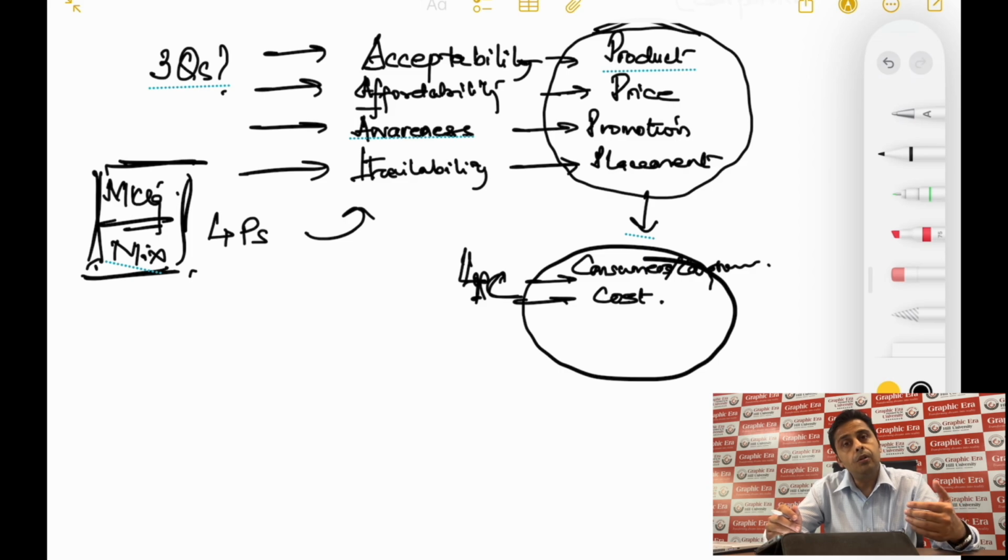The second is that in place of the price, there came the concept of cost to the customer. So you may be trying to develop a product at a certain price point, but it's not necessary that it may cost the customer exactly what the price is. There are a lot of hidden costs. There are a lot of other things which might come into play.